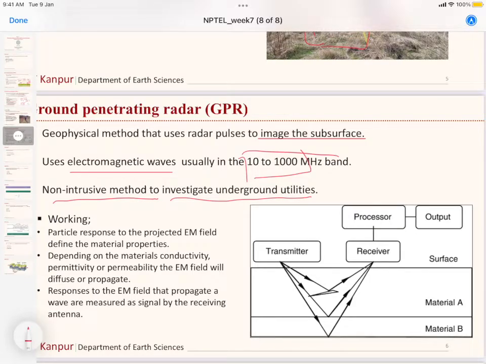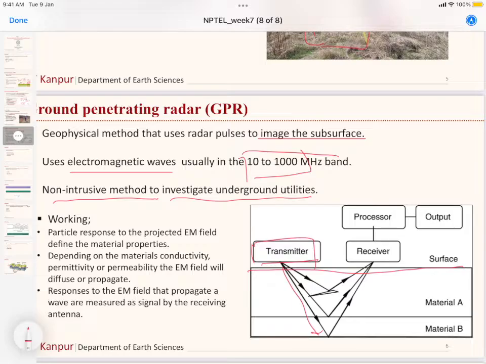If we would like to understand the working of this GPR, there is a very simple illustration through which you can understand. First we have a transmitter. This transmitter sends the electromagnetic wave into the subsurface, and this line is the surface line.